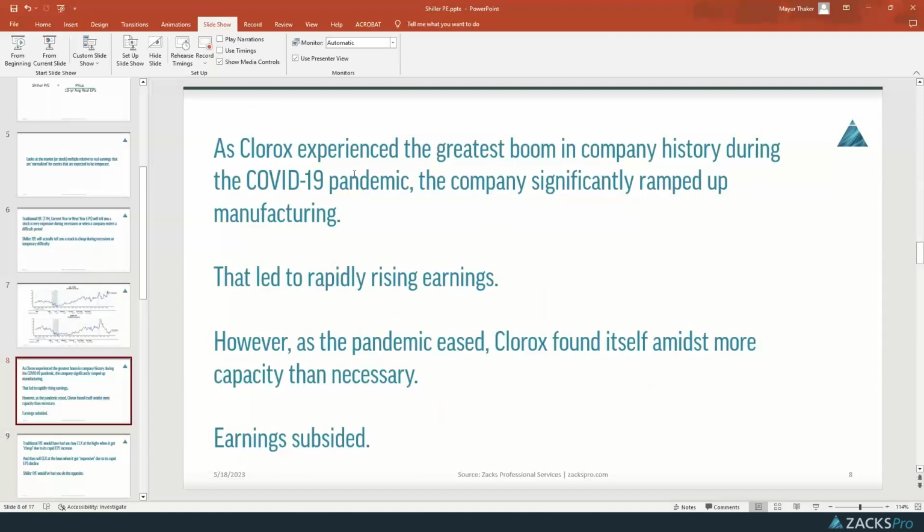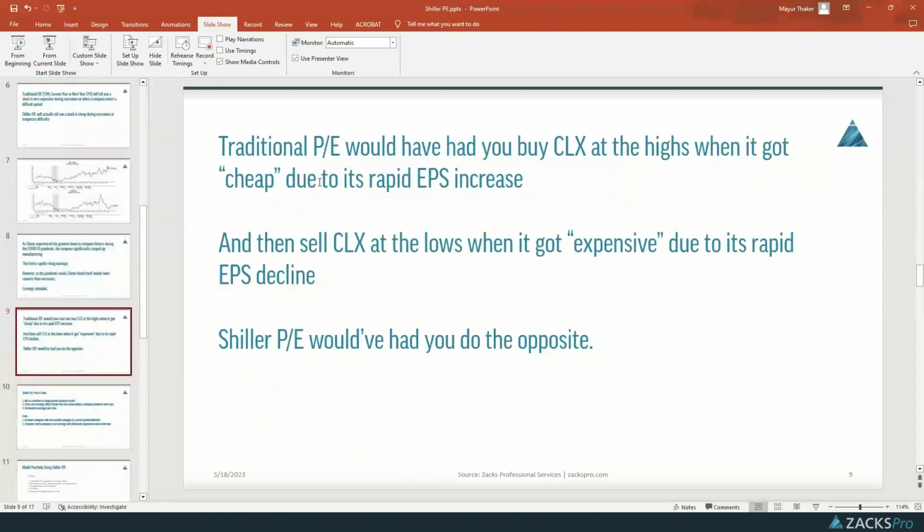So that's what happened with Clorox. We had this huge boom that led to rapidly rising earnings. As the pandemic eased, they found themselves with way too much capacity. Earnings came down. So again, traditional PE would have had you buy Clorox at the highs when it got cheap, quote unquote, due to its rapid increase in earnings. But then you would be selling it at the lows when it got expensive due to its earnings decline. So traditional PE would give you the exact opposite signals that you should be following. Shiller PE would give you the exact right signals.